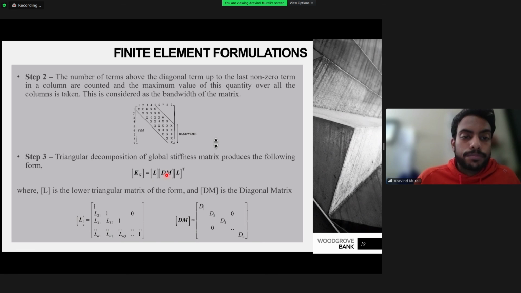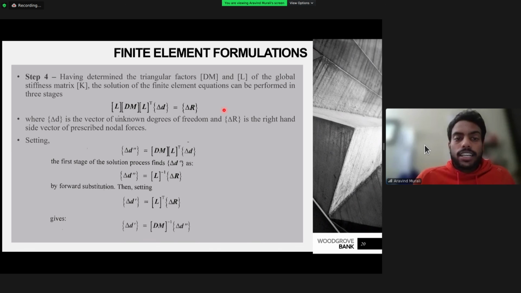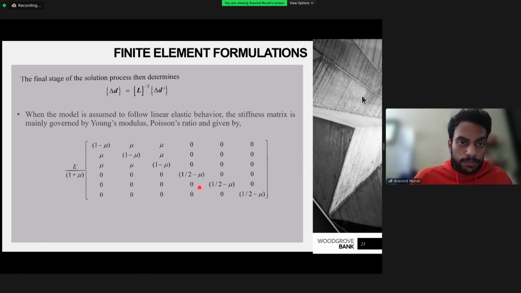Having determined these final equations, like the triangular factors, the diagonal matrix and the lower triangular matrix, it is then solved as a stepwise process as shown below by following forward and backward substitution methods. The final step involves only the displacement vector obtained from the backward substitution in determining the true displacement vector of the soil body. When the soil body is assumed to be behaving linearly elastic, the stiffness matrix contains the terms which are governed only by the material's Young's modulus and the Poisson's ratio as shown below.